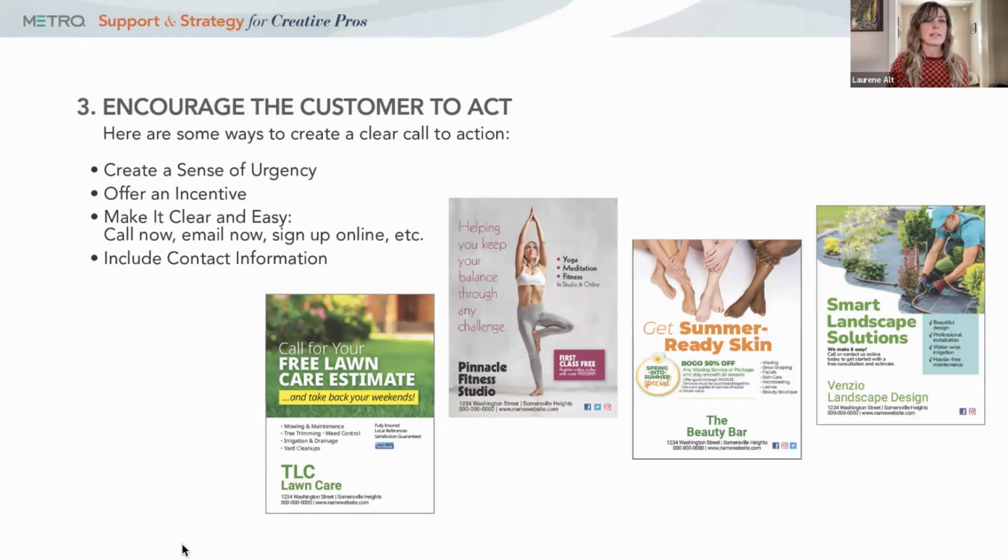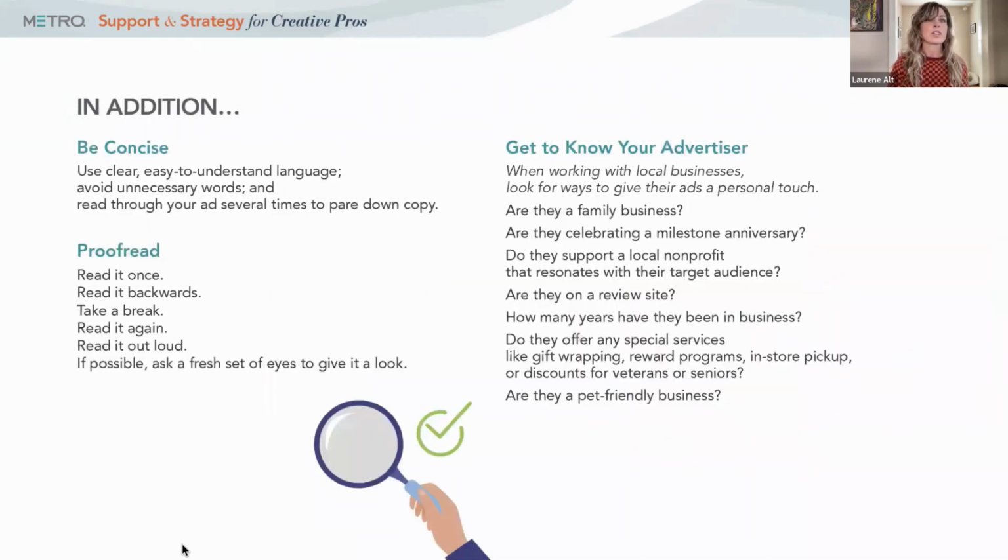All right, next slide. So in addition to those 3 goals you have for every ad that we just went over, here are a few more general tips to keep in mind. 1, be concise. Keep the ad as short and as easy to read as you can. Next, proofread multiple times. Reading it out loud can help. I also find it helpful to read an ad starting with the last sentence and then backtrack to the first sentence. Sometimes our brains tend to read what we think should be there, and this helps you focus on each word and sentence individually, and that makes it a little easier to catch errors.